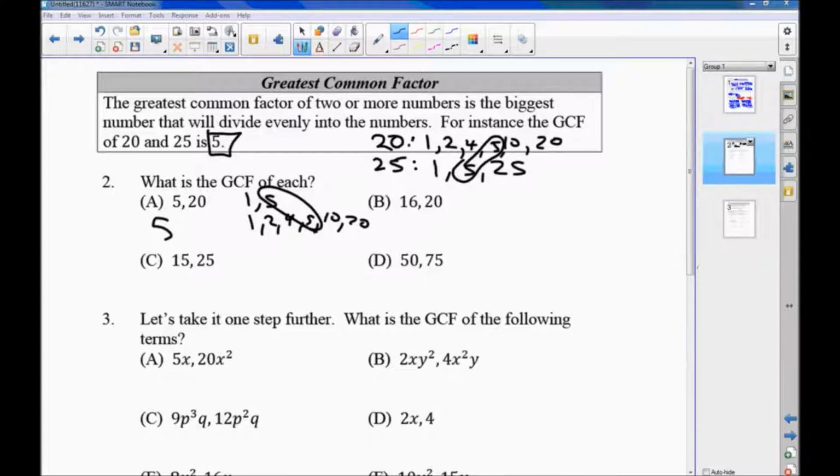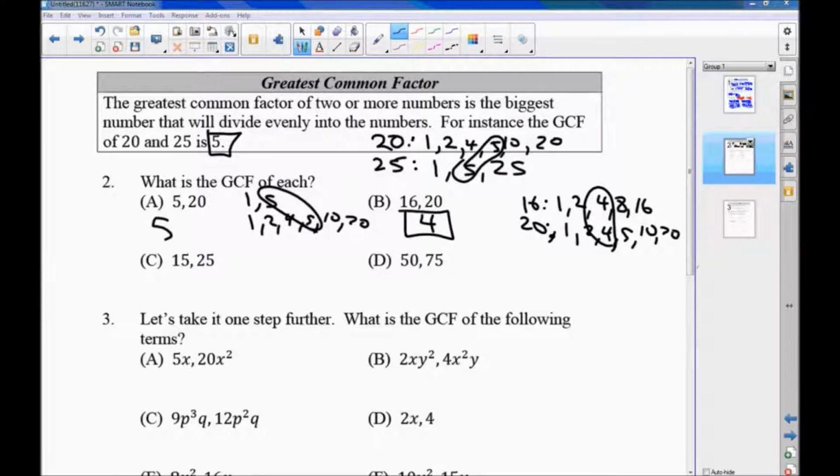All right, so for 16, that's 1, 2, 4, 8, and 16. And for 20 is 1, 2, 4, 5, 10, and 20. And we can see that 4 is the biggest thing that divides evenly. All right, for 15 and 25, same kind of thing we would do. And you should find 5 to be the biggest thing that will divide evenly.